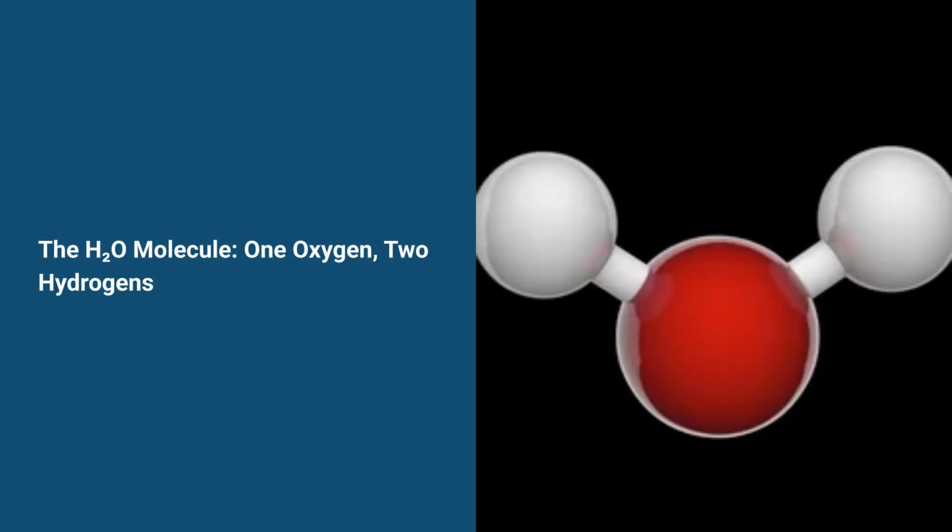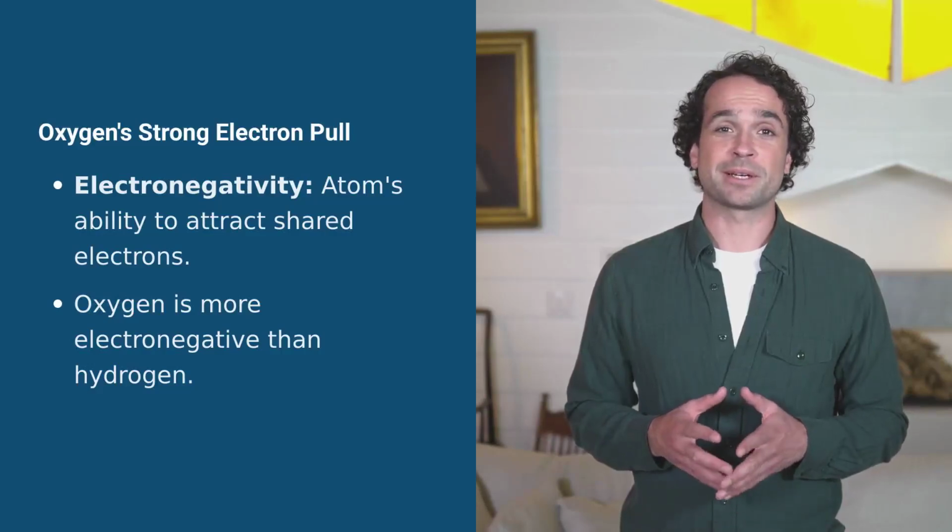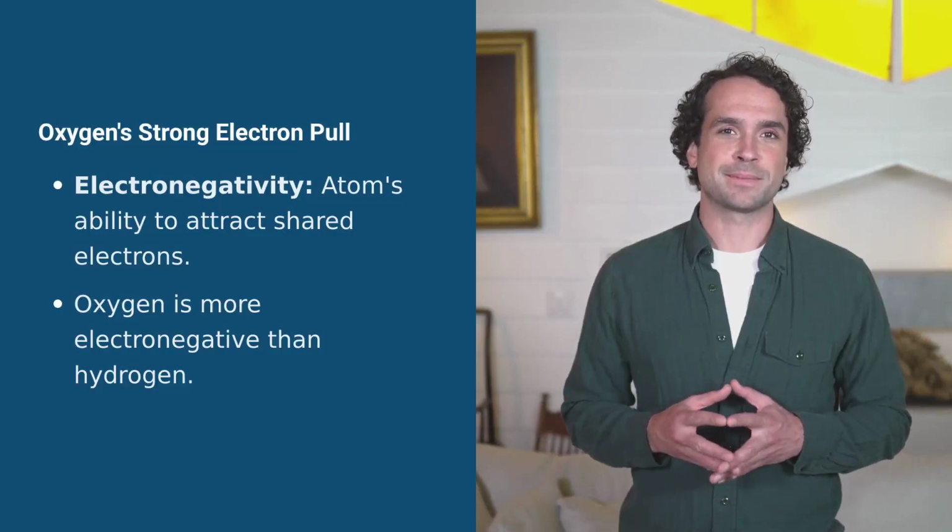Let's take a closer look at a single water molecule. It consists of one oxygen atom covalently bonded to two hydrogen atoms. While this arrangement seems straightforward, it's the specific way these atoms share electrons that gives water its extraordinary properties. The key to understanding water's nature is a concept called electronegativity.